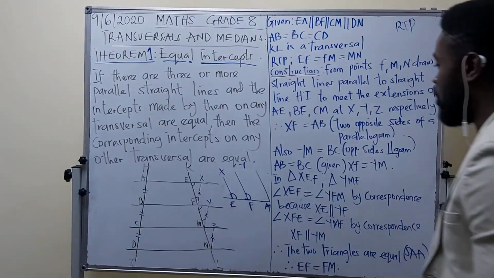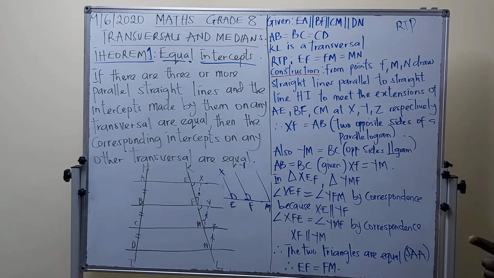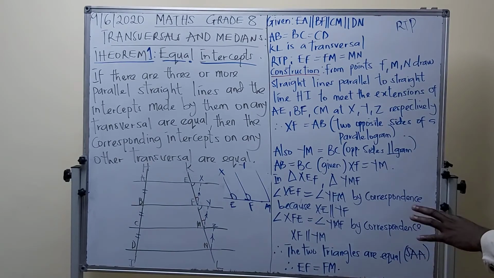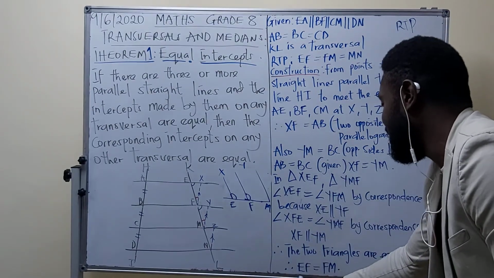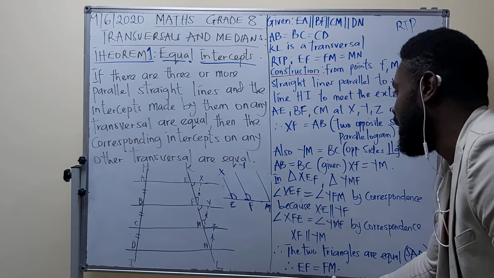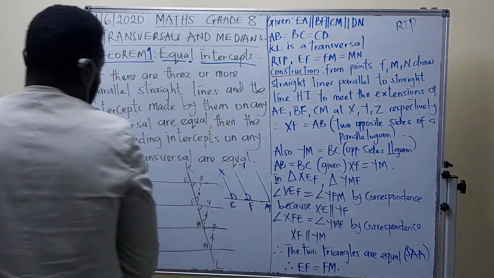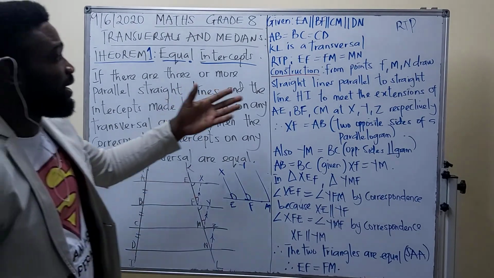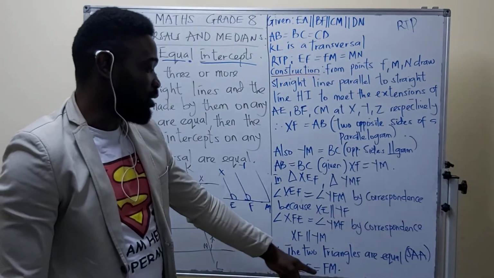How are they equal? When you have two things that are equal, or three things that are equal in a triangle, either two sides equal, or two angles equal, or the three sides are equal, we call them congruent triangles. So with this proof now, we can say EF is equal to FM. It's as simple as that. Before I even go there, it is required to prove that EF is equal to FM, and that is what we've done here.